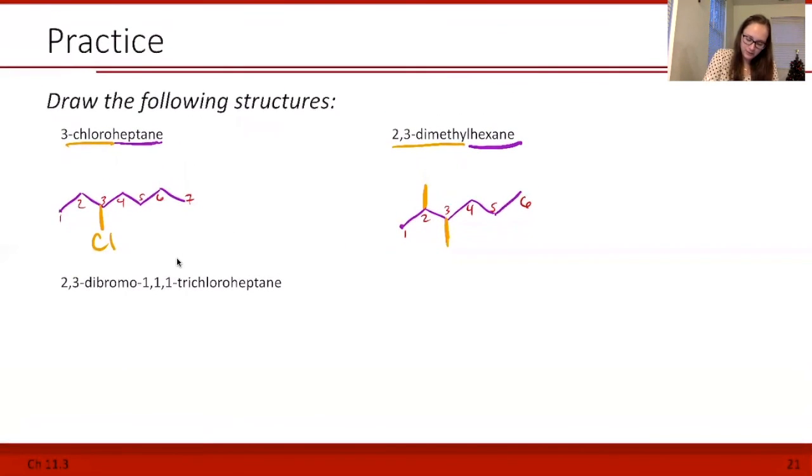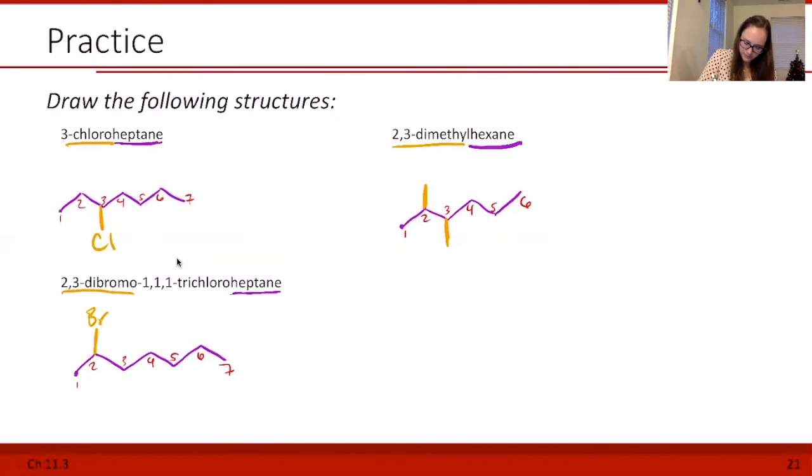we have heptane is our main chain name. So let's do 7 carbons long. 2, 3, 4, 5, 6, 7. Hopefully. 1, 2, 3, 4, 5, 6, 7. Beautiful. And then let's add our substituents in. We have 2,3-dibromo.